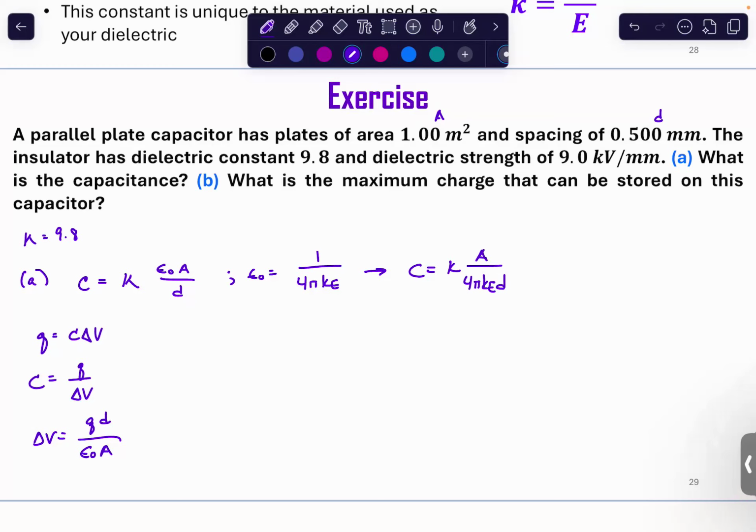Just another way to solve it. So our kappa is 9.8. Let's see. 4 pi, you can look up what's KE. Yeah, that's your Coulomb constant. Yeah, so it's just another way to solve it.